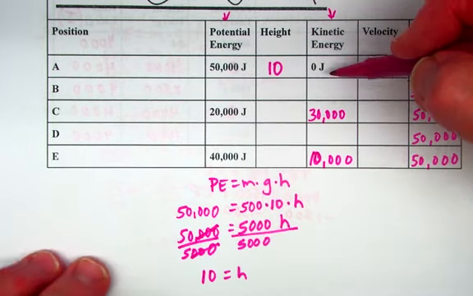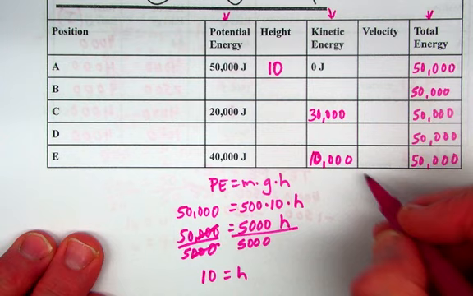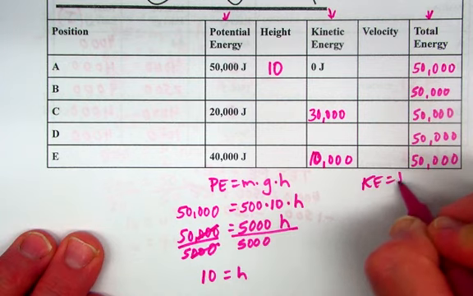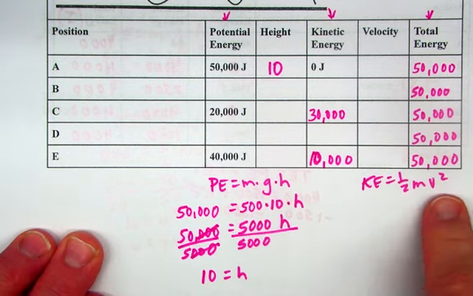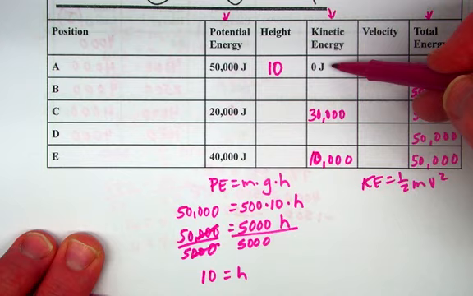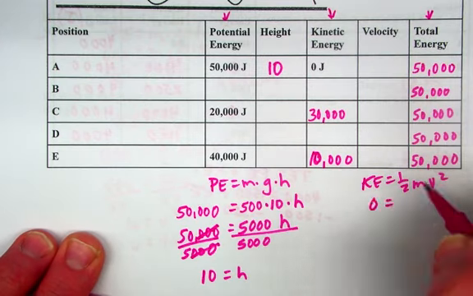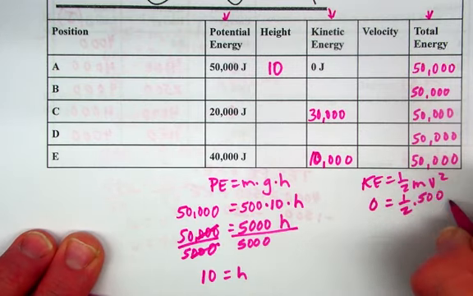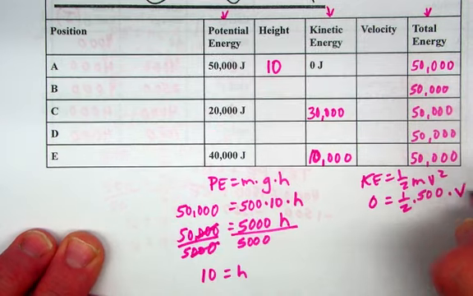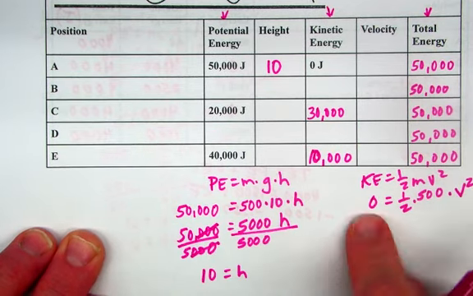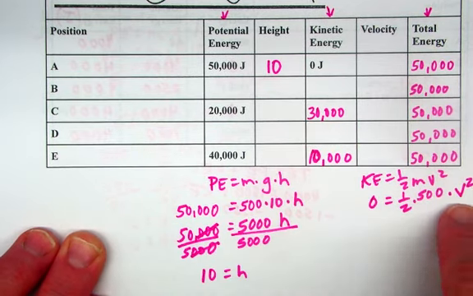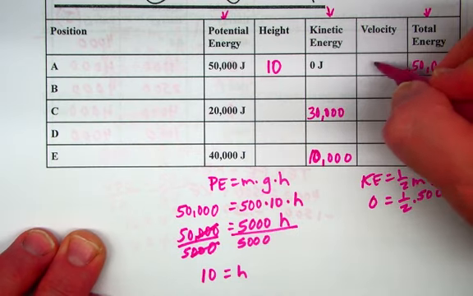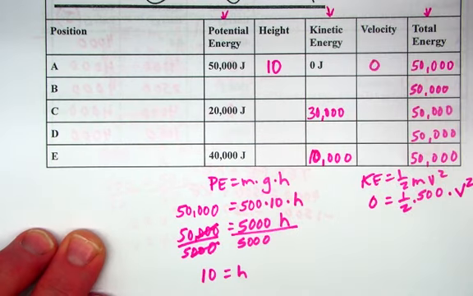All right, how about over here? How do I find velocity? KE is 1/2 mv squared. So if I have 0 kinetic energy, which I do, 1/2, and I know my mass is 500, what does my V have to be to come up with 0 as an answer? It has to be 0 also. So we're going to say our velocity is 0.